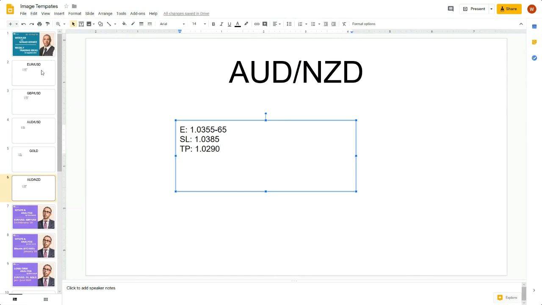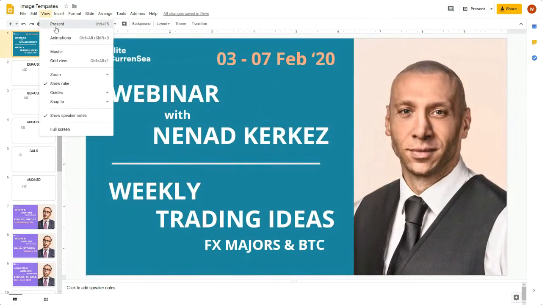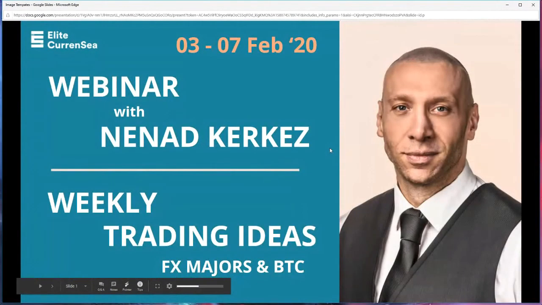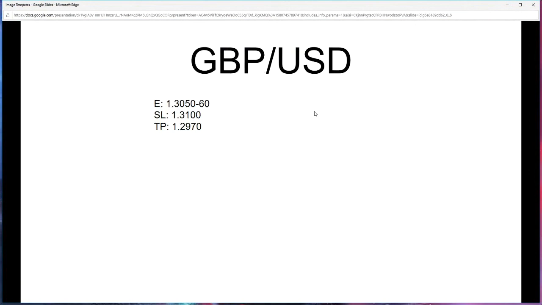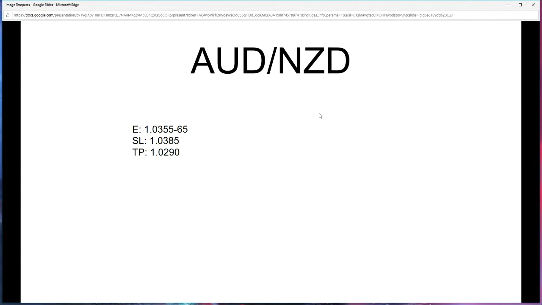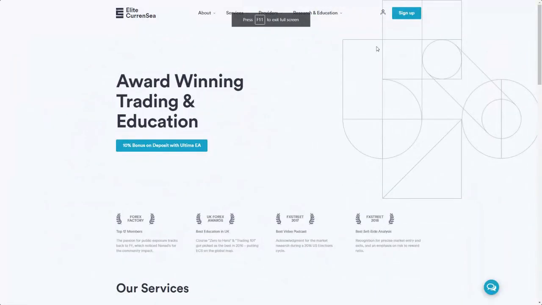So these are quick trading ideas. For more, of course, sign up for ECS Live on our website, where we conduct trading each day, have a lot of success, and always check myepixbook.com. So quickly, these are trading ideas for these few days: euro dollar, GBP dollar, Australian dollar, gold, and the Australian dollar New Zealand.